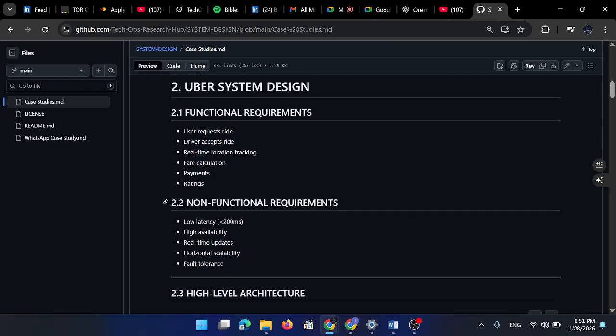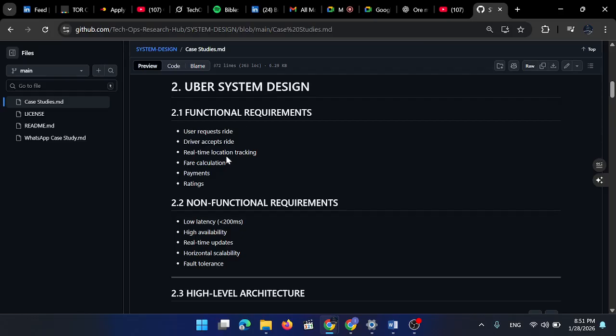So we have what we call functional requirements. One, the user requests the ride, then the driver accepts the ride. As you can see, most of the time when you use Uber, you as the user get to request a ride, then the driver accepts the ride. The driver gets to accept the ride simply because they are within the vicinity around you, and they would like to come and drive you around.